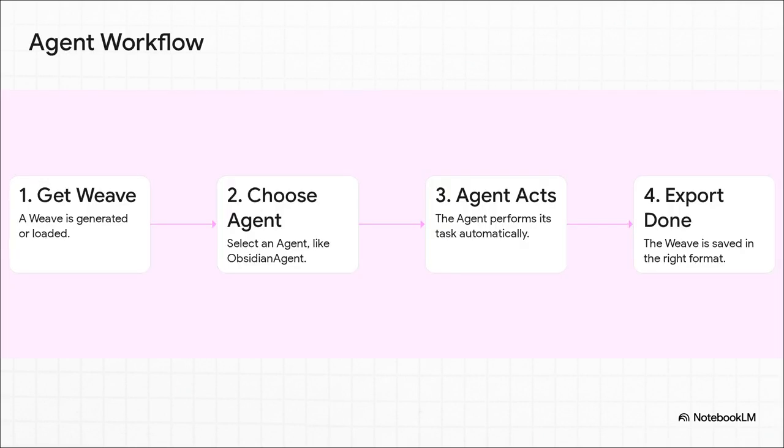And to make all that even slicker, the system uses agents. Just think of them as little automated helpers that handle the export process for you. So you generate a weave, you tell the Obsidian agent to go, and bam, it automatically creates and saves that file right in your notes vault. No more manual copy pasting. It's the bridge from abstract idea to concrete action.